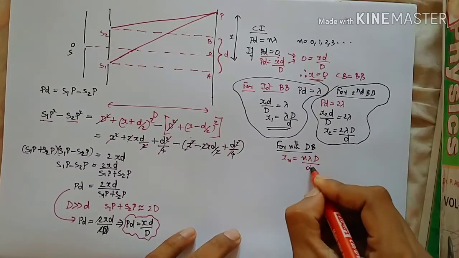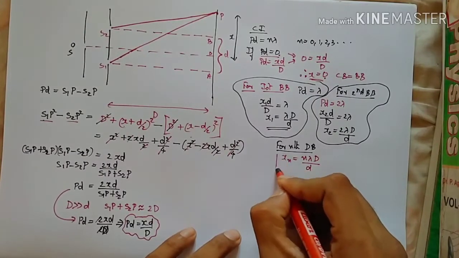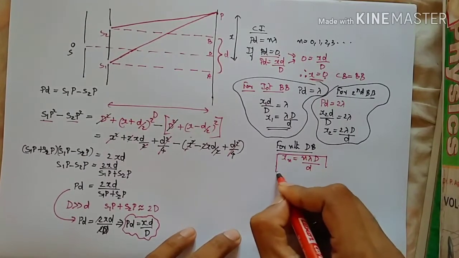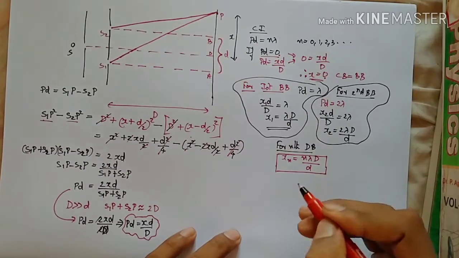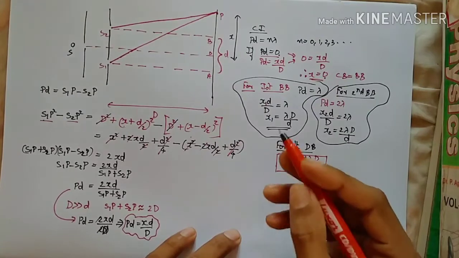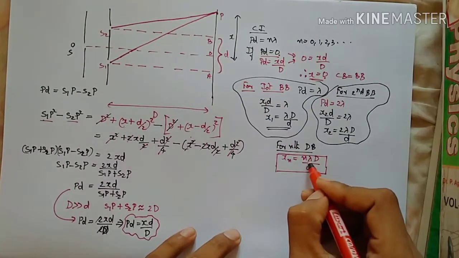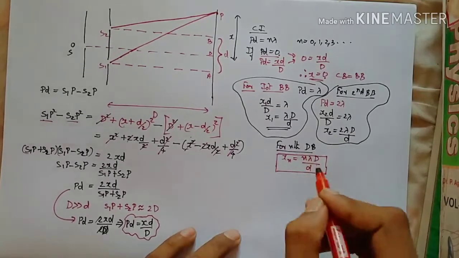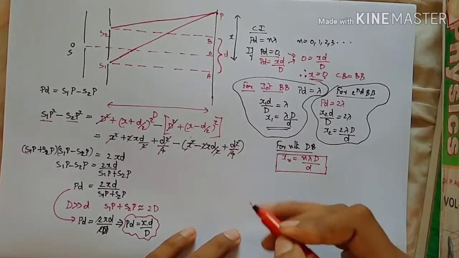This is a very important equation. We could use this equation to find the distance from the central band to any dark band. This is the distance from the central band to the nth dark band. Lambda is the wavelength of light used, capital D is the distance between slit and screen, and small d is the distance between the two slits. Okay.